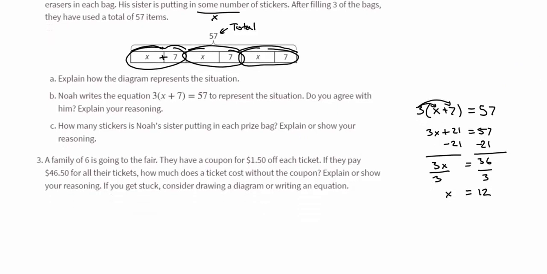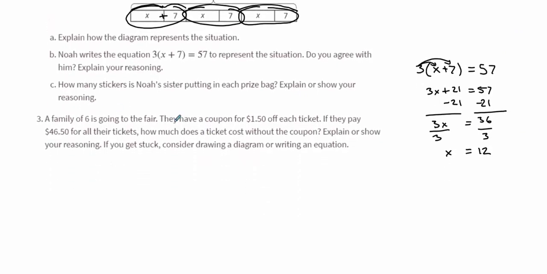Number 3. A family of 6 is going to the fair. They have a coupon for $1.50 off each ticket. If they pay $46.50 for all their tickets, how much does a ticket cost without the coupon? Explain or show your reasoning. If you get stuck, consider drawing a diagram or writing an equation. So I'm going to write an equation for this.